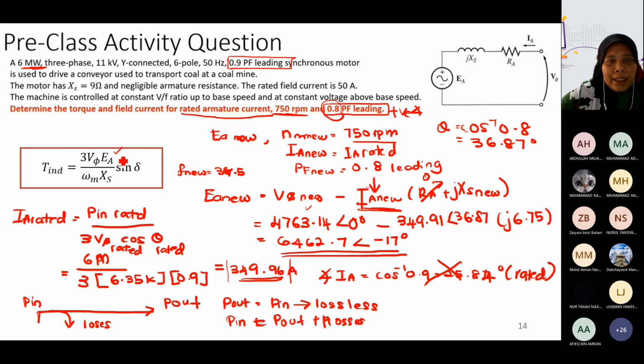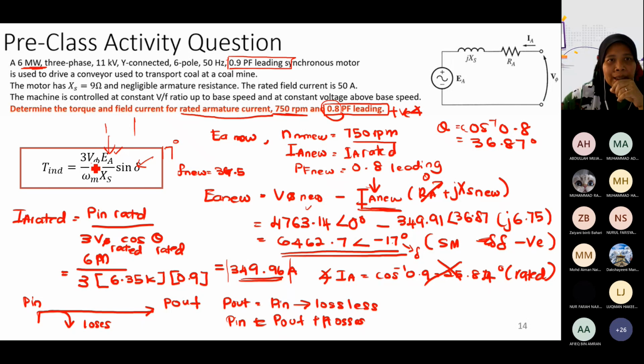So you have EA, take the magnitude. What about delta? Which angle? The new one, 17. Okay, for a synchronous motor, this is the value of delta. For a synchronous motor, the value of delta must always be negative. For a synchronous generator it will be positive. But in order to take it for calculation, you just take delta as 17 degrees without the sign.